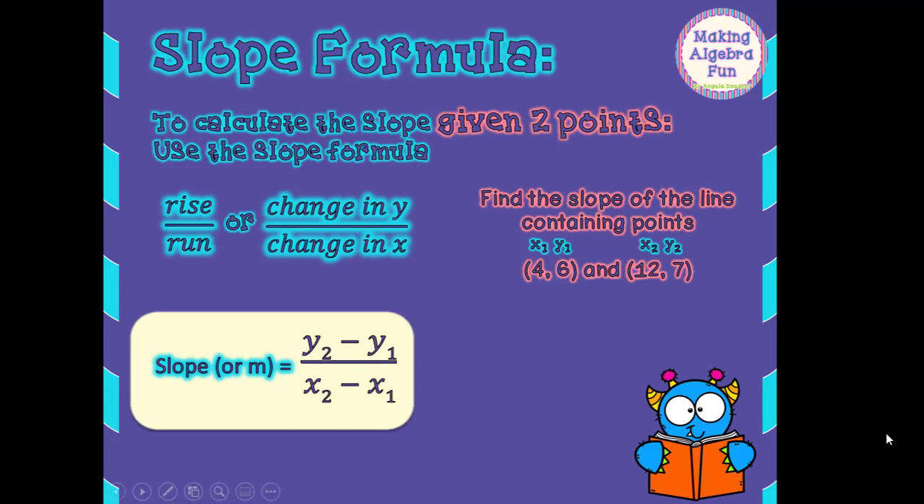Now what I'll do is sub those values in. So y2 you can see is 7, so we'll replace that. And y1 is the y value in the other ordered pair, that's 6. And then the x's go in the denominator. So x2 is 12, and it says minus, and then x1 is 4. So I just replace all those values, and then I just calculate. 7 minus 6 is 1, 12 minus 4 is 8, my slope is 1/8.